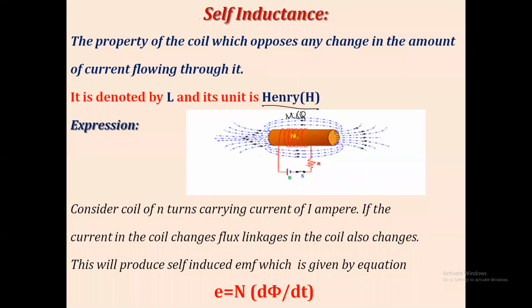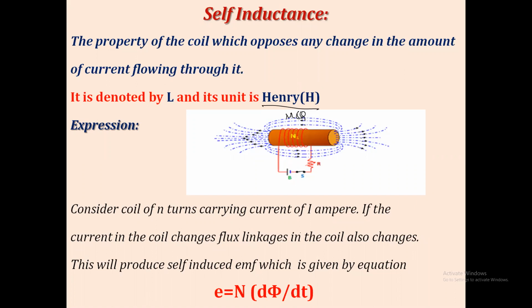Now, have a focus on this equation. In the right hand side, N stands for the number of turns, which is constant. And d phi by dt depends upon the current flowing through it. What is d phi by dt? Change in magnetic flux with respect to time, the rate of change of flux. And this rate of change of flux depends upon what? Current. It is the change in current, or I say it depends upon the rate of change of current.